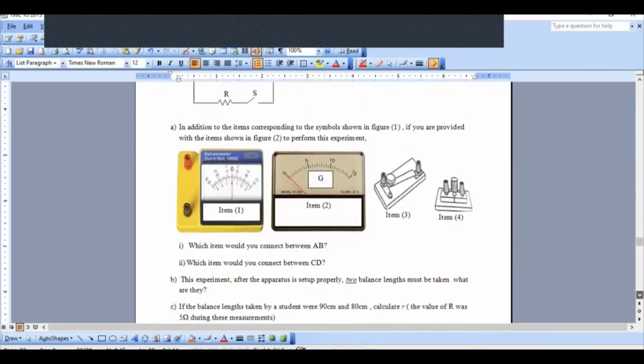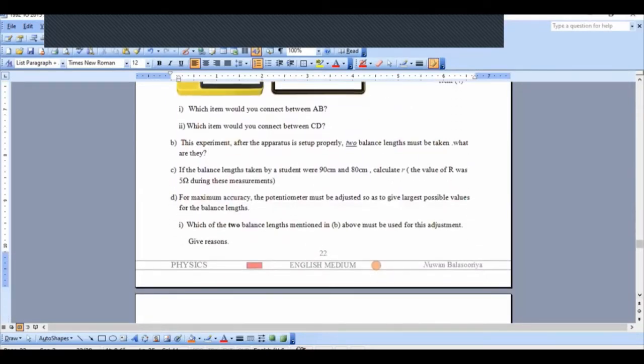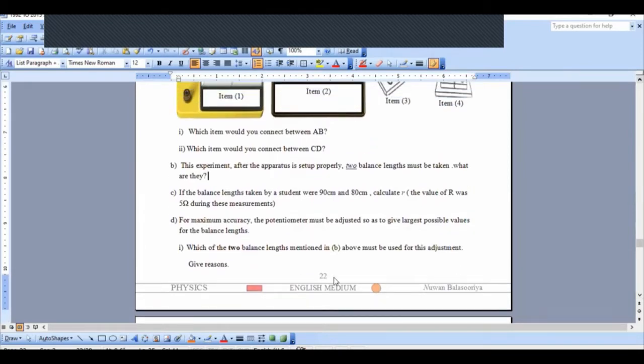Now let's go to simple C equation. Can somebody unmute the mic and read simple C equation here? Somebody in the class? If the balance lengths taken by a student were 90 centimeter and 80 centimeter, the value of capital R was 5 ohms during these measurements.